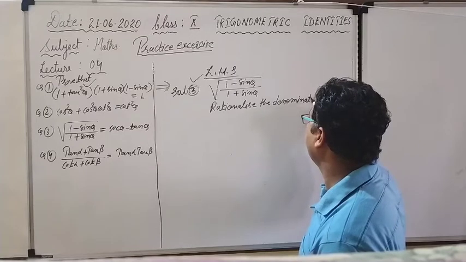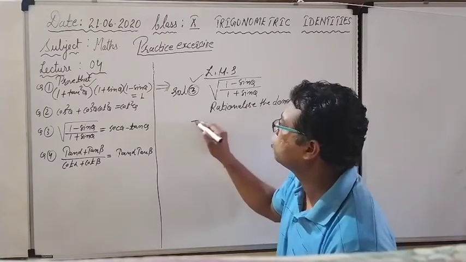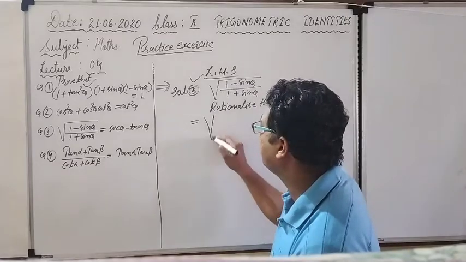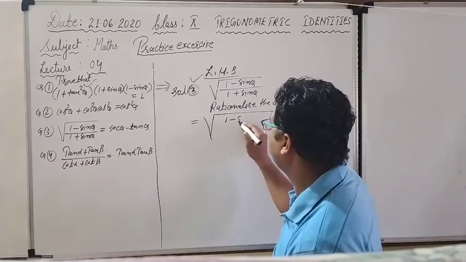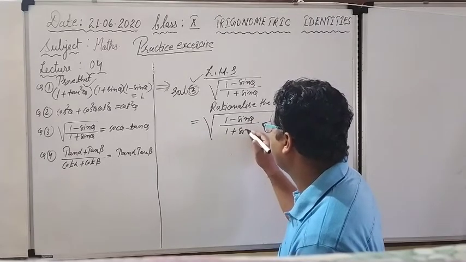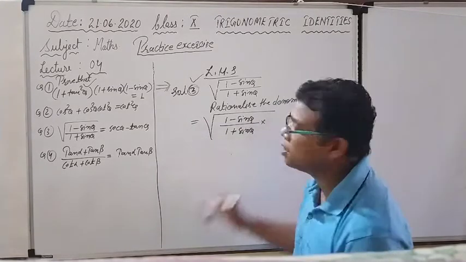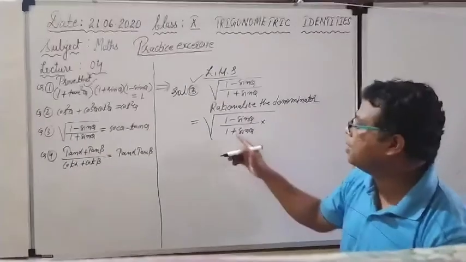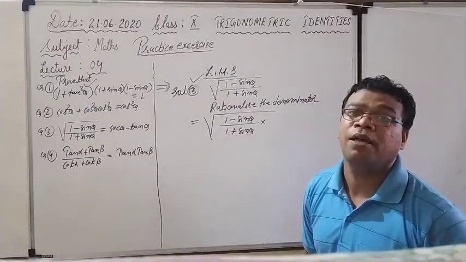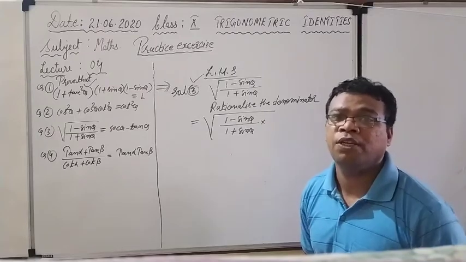Look here carefully. Once you understand this question, you will feel how easy it was. Rationalize the denominator means what? The question was the same: 1 minus sin theta upon 1 plus sin theta. Rationalize means that whatever is present in the denominator, 1 plus sin theta, we have to multiply by its opposite, both with the numerator and the denominator.